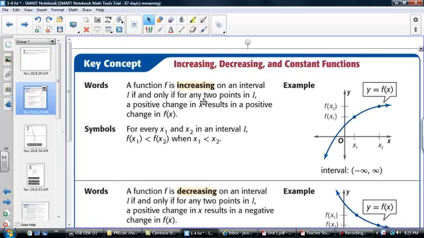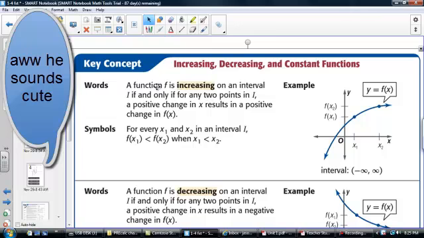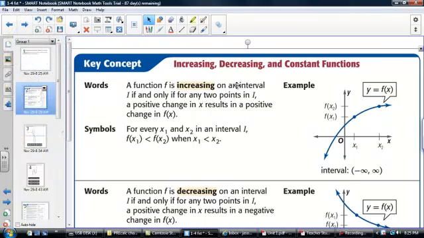Starting with increasing, decreasing, and constant functions. Increasing functions are those functions that have a slope upward. So when we read graphs, we read them from left to right, just like always. And when we see a slope going upward, we can tell that it's increasing. And the increasing interval is going to be, for this graph, negative infinity to infinity.